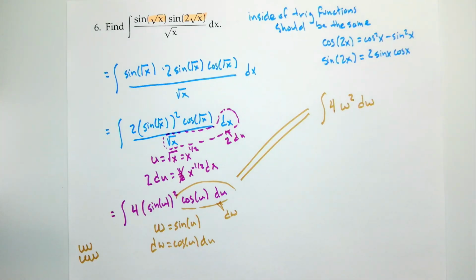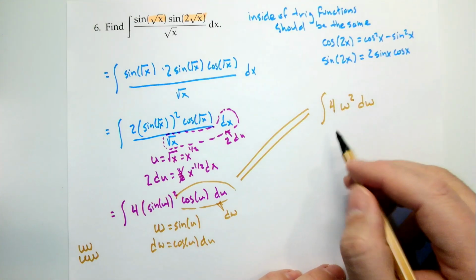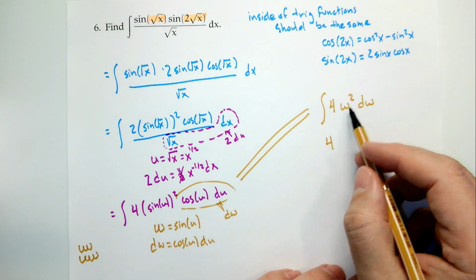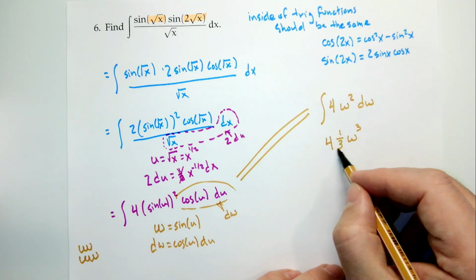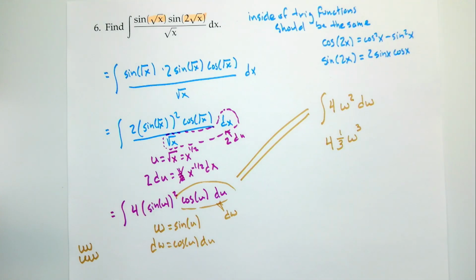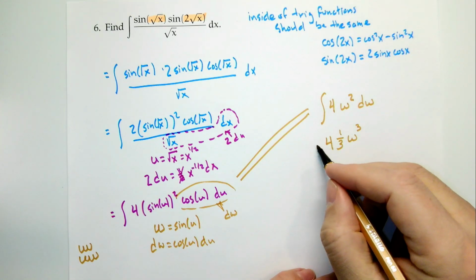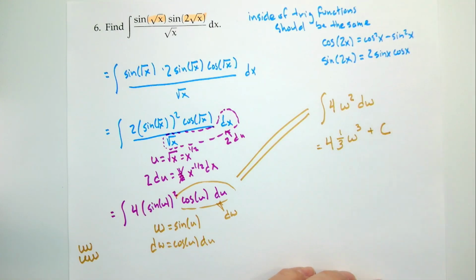Now, the good news is, that's something we can integrate. The 4 is a constant. The way you integrate something to a power is you add 1 to the power, so that makes 3, and multiply by the reciprocal. Now, don't forget, because we're doing an indefinite integral, or if you like, finding an antiderivative, you also have to put a plus c. If you forget the plus c, you'll lose points. And you don't want to lose any points. You want to get all the points. Now, are we done? Well, we're done in the sense that we found the antiderivative, but not done in the sense that we found the answer.